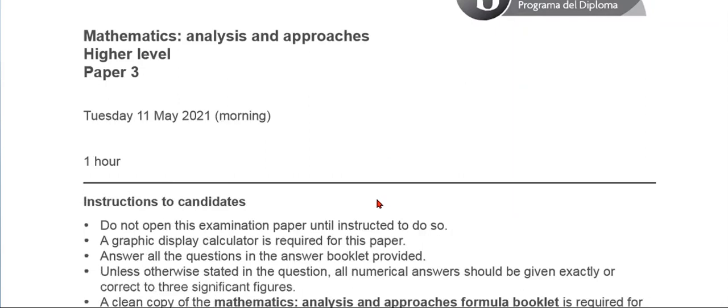This is the cover page of Paper 3. Paper 3 consists of two long questions, and they give 1 hour only for these questions.